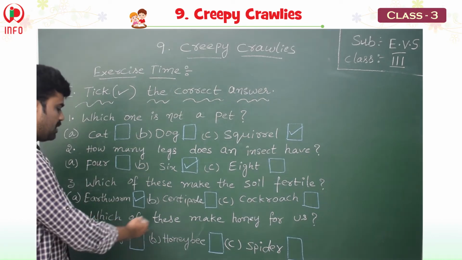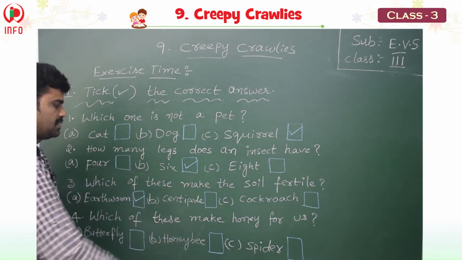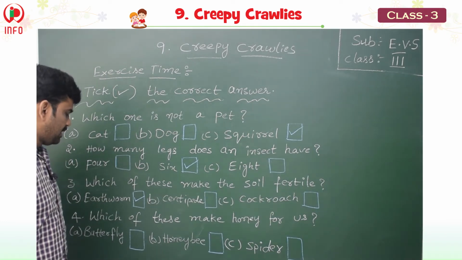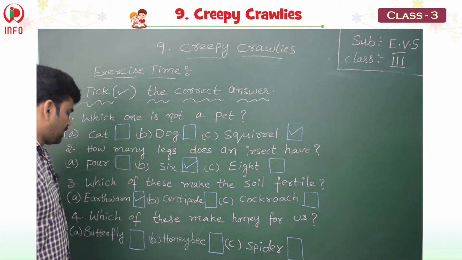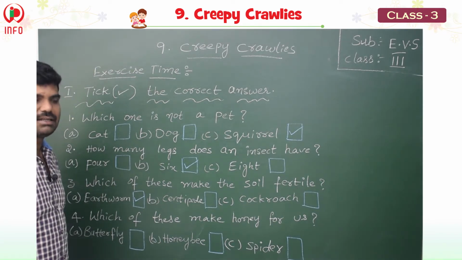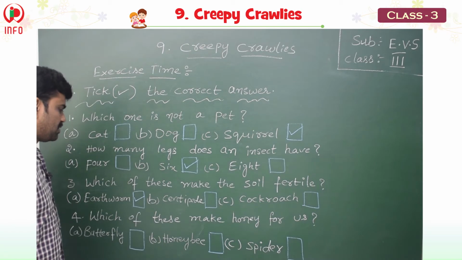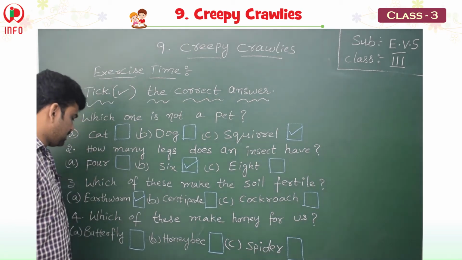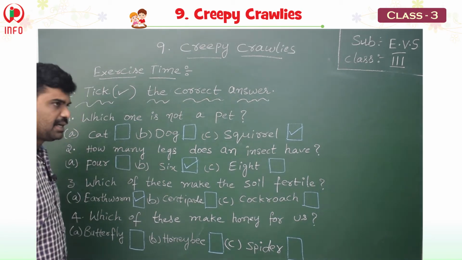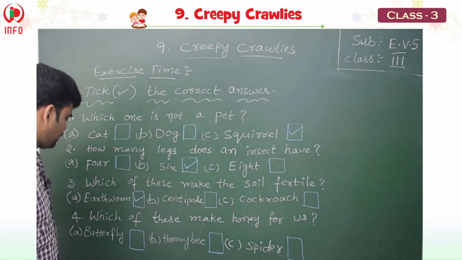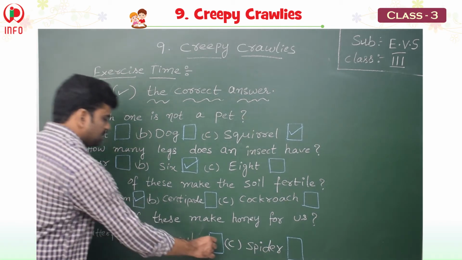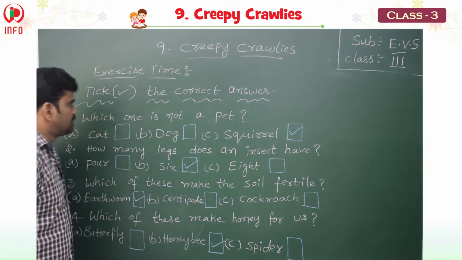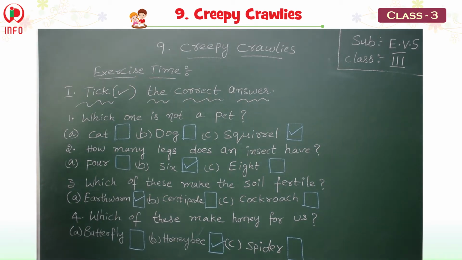Fourth one, which of these make honey for us? Children, you know that honey is used in many of the houses. Okay. So, what is the taste of the honey? Yes, sweet. So, which of these make honey for us? Butterfly, honeybee, spider. So, which one of these is correct? Honeybee. So, this is tick the correct answer, children. Okay?